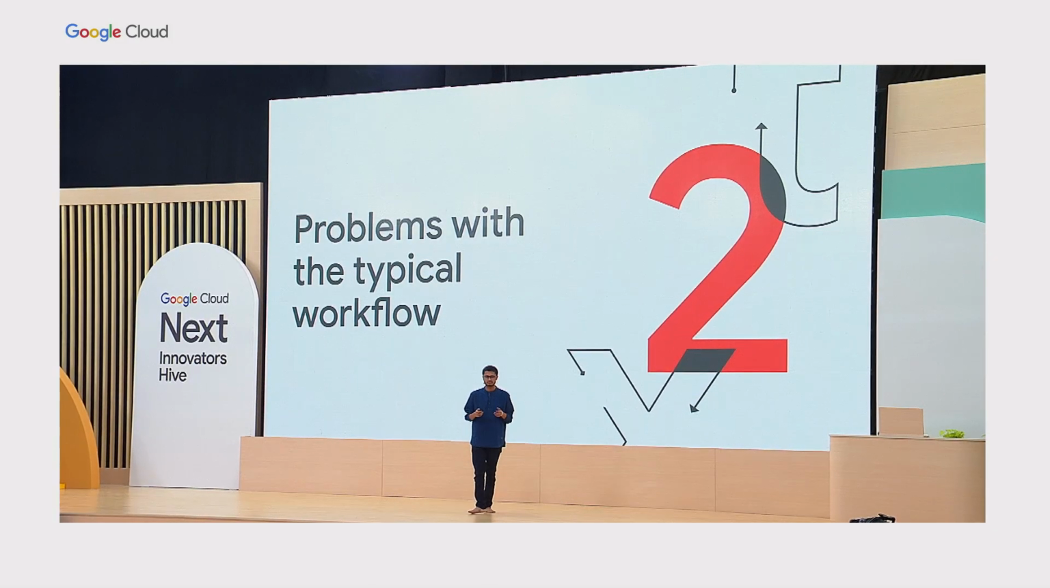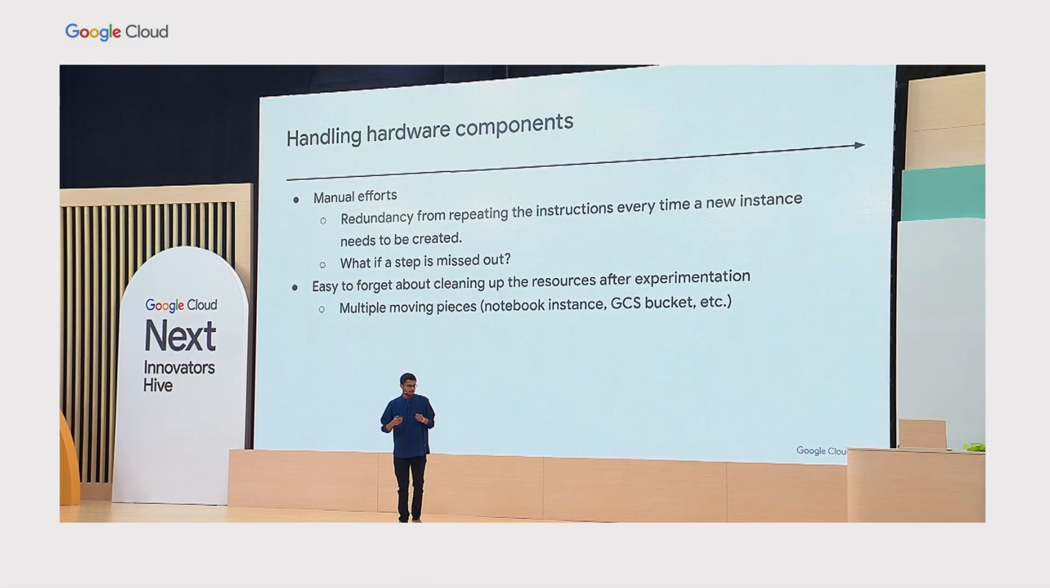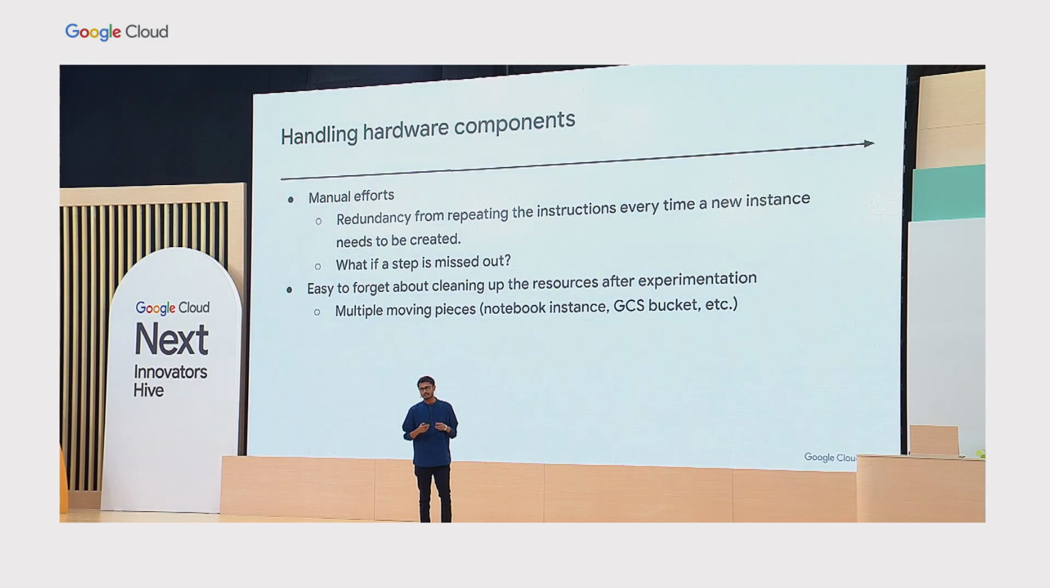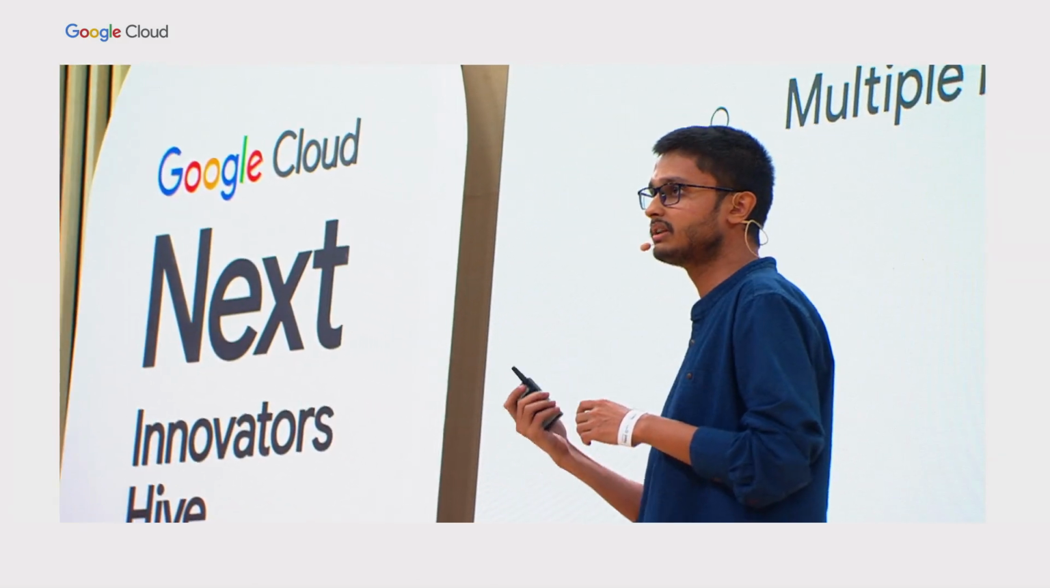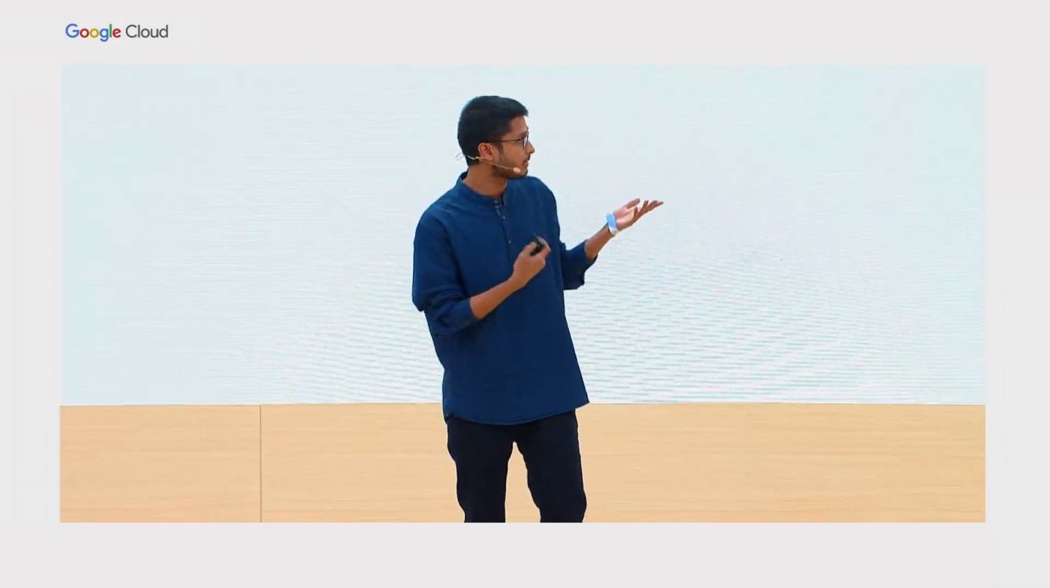Now, you might be wondering what could be problematic in this straightforward workflow. Let's try to dissect it. The problem here is in repeatability and lack of reusability. Every time you try to create a new instance, the same steps are being repeated. And what if you miss out on a particular step? For our case, we are just trying to provision a notebook instance and a bucket on GCS. What if there are other resources that you want to provision for running your ML experiments, right? It's easy to miss out a particular step.